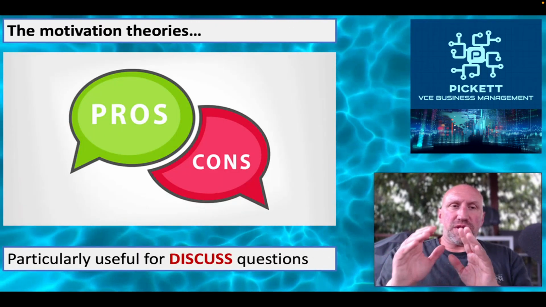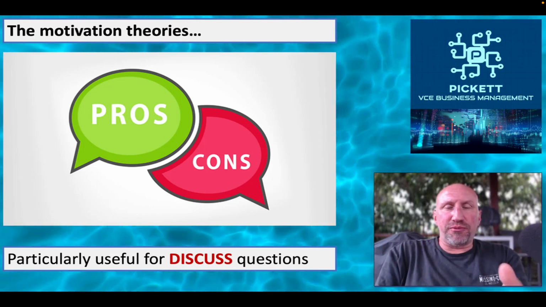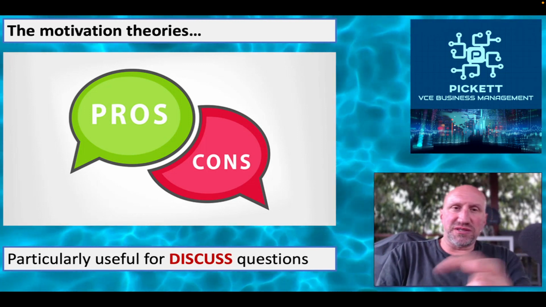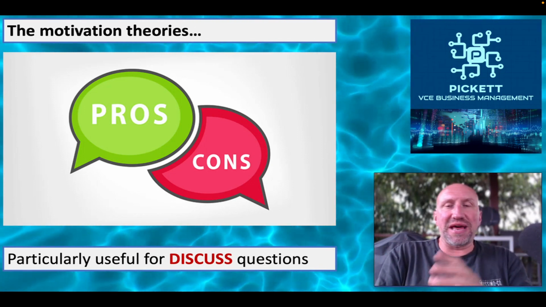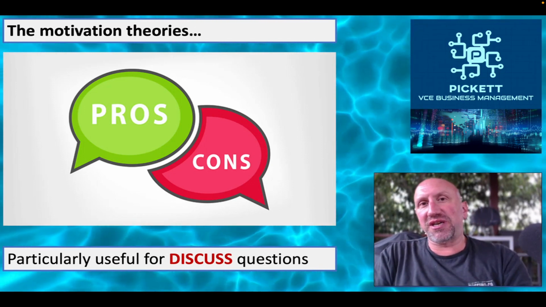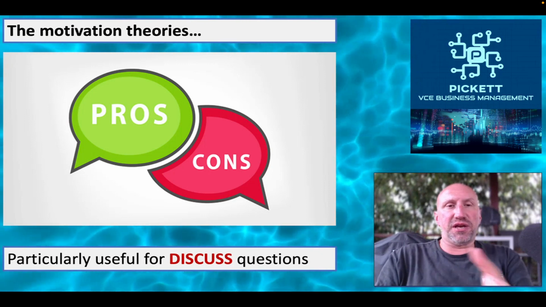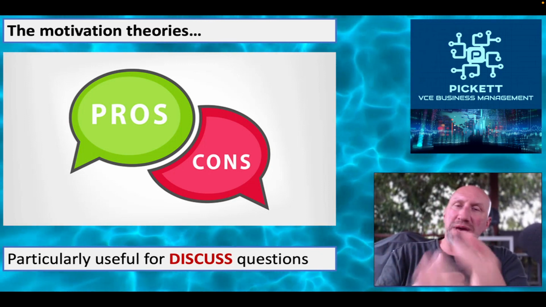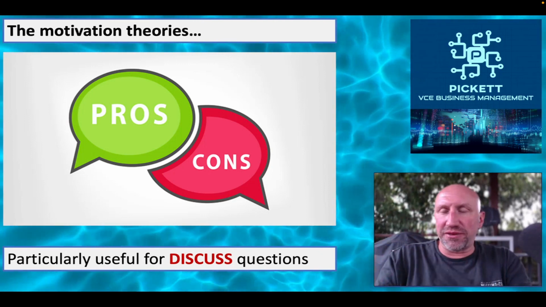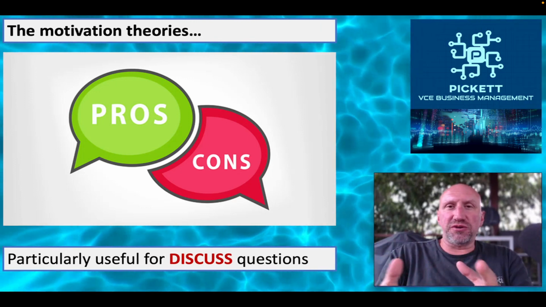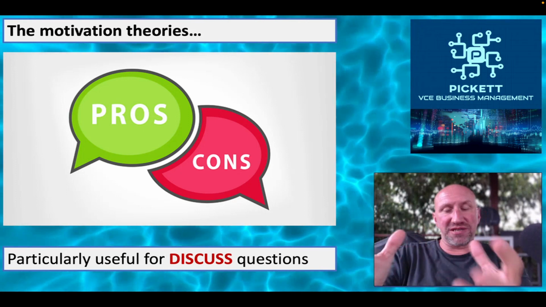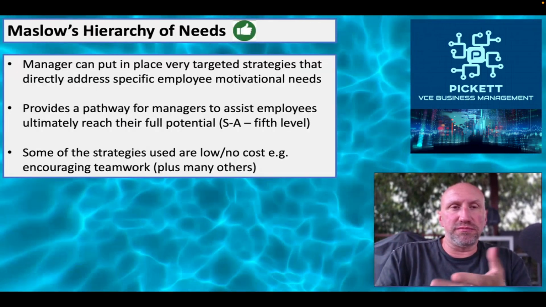Now, what we're going to do here is quickly look at the pros and cons, the advantages and disadvantages, if you like, of using each of these three theories. Now, this is useful for your discuss questions, okay? Think about when you've got to discuss Maslow's theory of motivation, or discuss Locke and Latham's, all you're doing is providing a list of pros and cons. What I'm going to do here is really isolate those out for you.